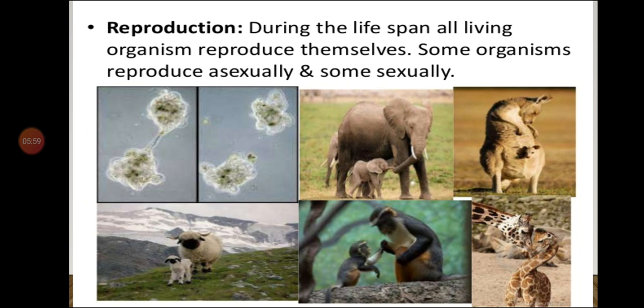Now here there is one problem: there are many mules and sterile worker bees that do not reproduce, but yet they are known as living. So we can say that reproduction is a characteristic of life, but we cannot say that reproduction is the only characteristic that proves that an organism is living, because there are many sterile organisms that cannot reproduce, but that does not make them non-living. Still, they are living organisms.